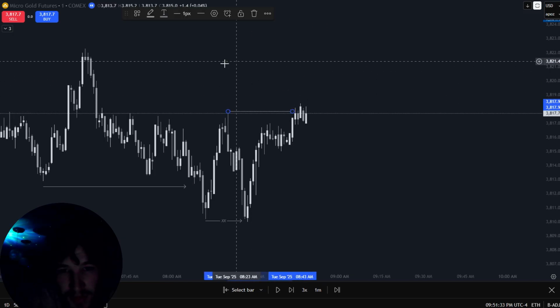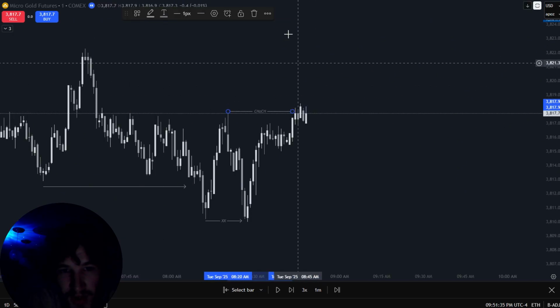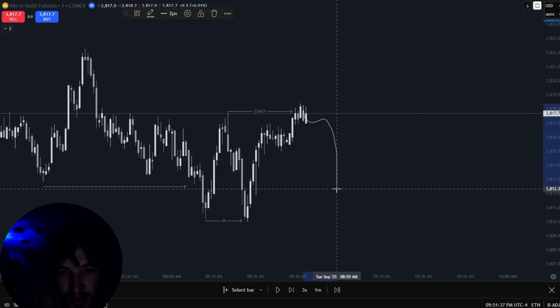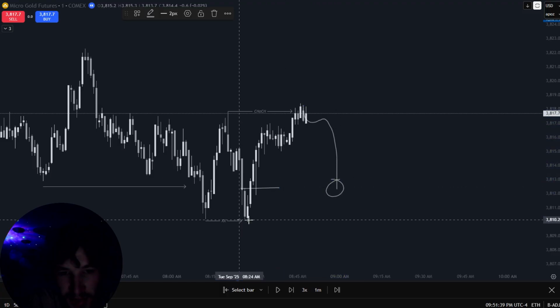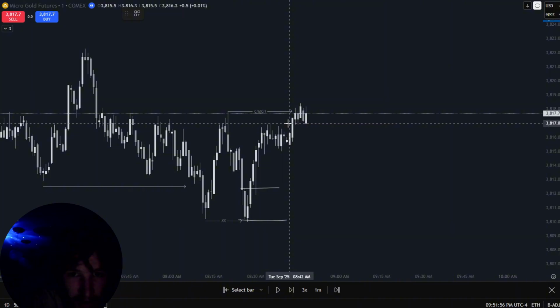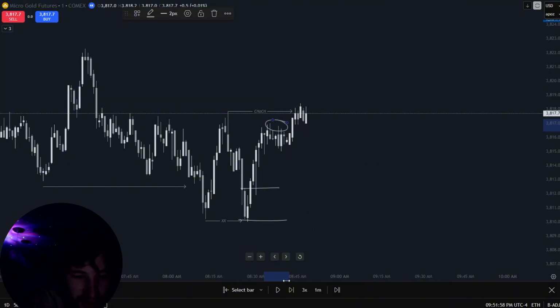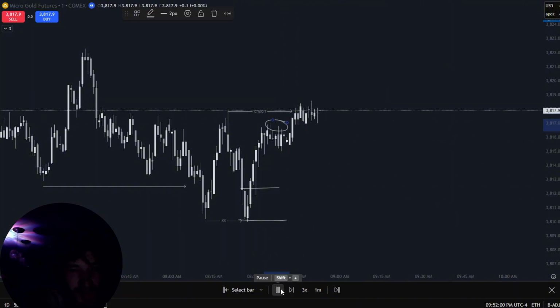As you can see, we finally got our change of character, and now I do expect price to just retrace down to this order block. And we also observe that price did get some resistance here at these highs, and this is going to come into play in a second here.